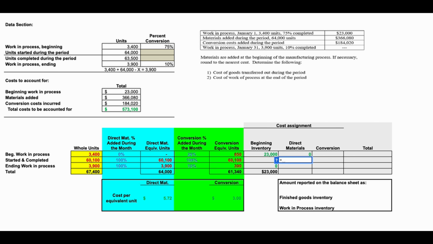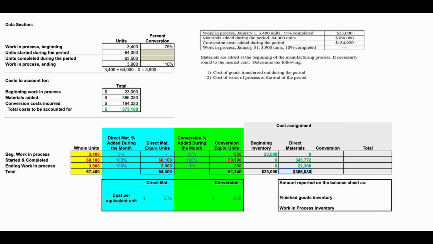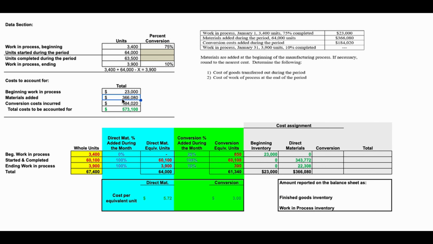Now we'll go ahead and get our costs for started and completed and ending work in process. So the same thing, we take our direct material equivalent unit and we multiply it by the cost per equivalent unit for direct materials. And then one more time, we are going to do this for our ending work in process. Direct materials equivalent units multiplied by the cost per equivalent unit of direct material. This is going to give us a total of $366,080. No coincidence, this is going to be the same number as materials added. If it isn't, you have a problem somewhere in your problem. You need to go back and see where we made a mistake. In our case, we're okay, so let's keep moving forward.